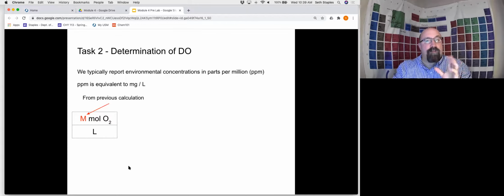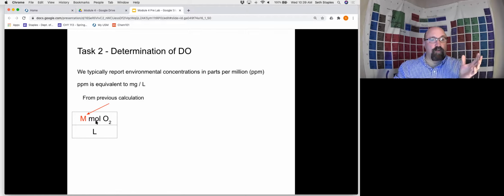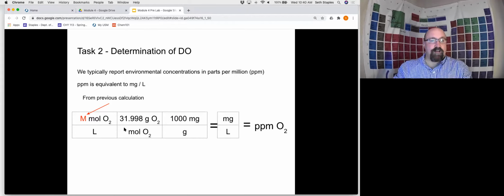We typically, however, report all environmental concentrations in units of parts per million. And so we need to convert our molarity over to parts per million. Fairly simple calculation. Parts per million is equivalent to saying milligrams per liter. So all we need to do now is convert moles per liter, so our molarity of O2, whatever you calculated in the previous calculation, that's your molarity of O2 in moles per liter. We just need to convert that over to milligrams per liter.